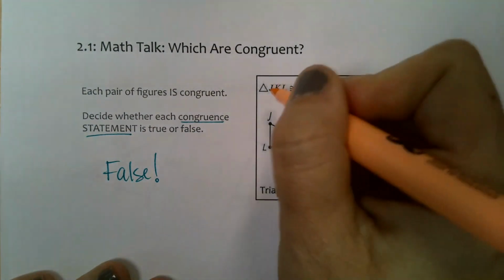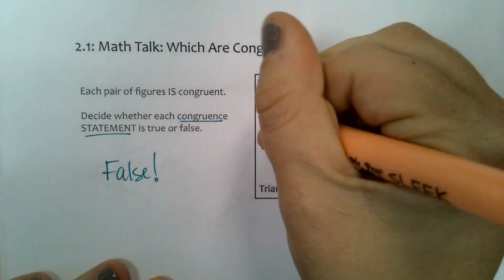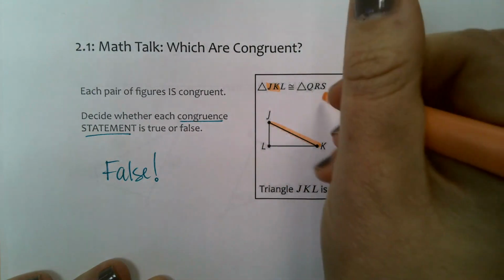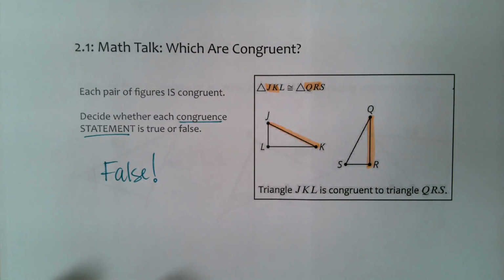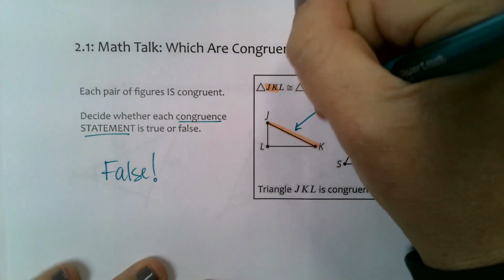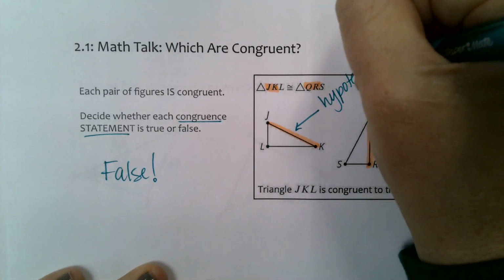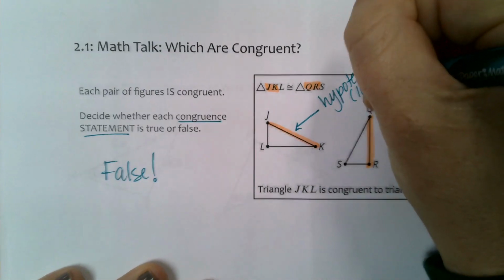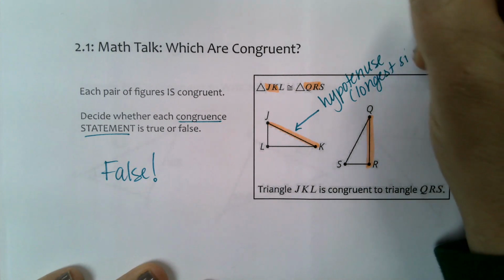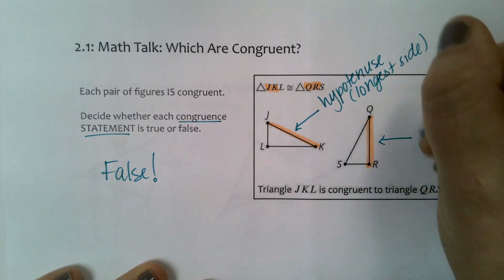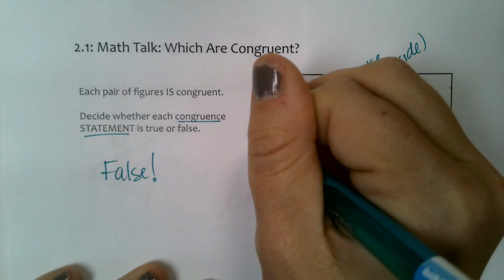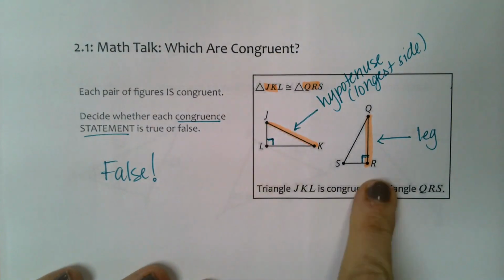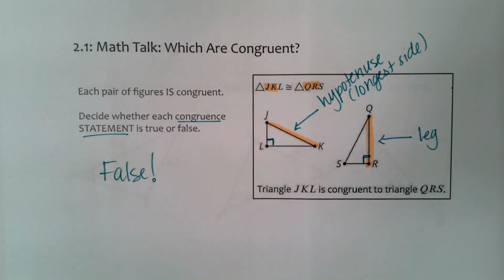All right. Looking, let's see, JK is this one. QR is this one. And so what I can see is that JK is the hypotenuse, which is known as the longest side. But QR is a leg. The legs connect the 90-degree angle. And you can see that they're not in the same place.